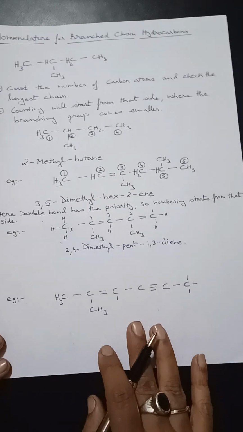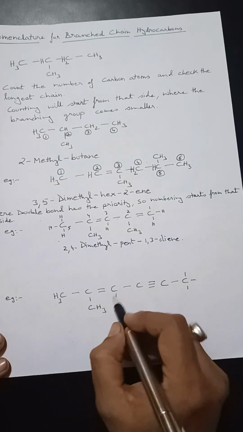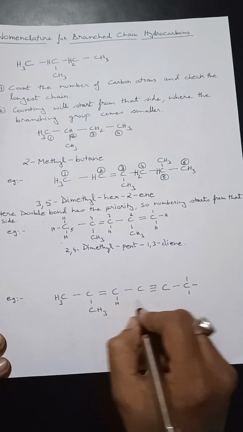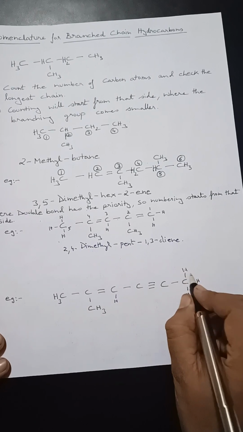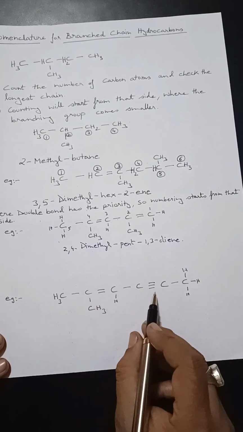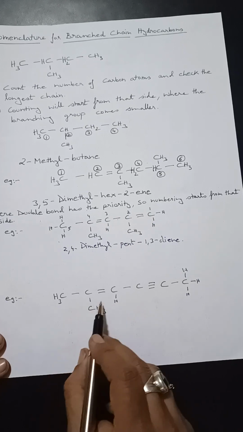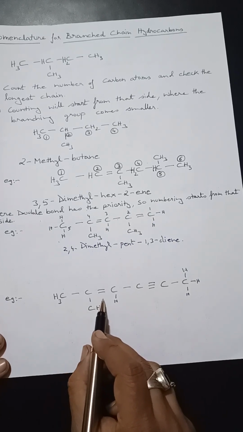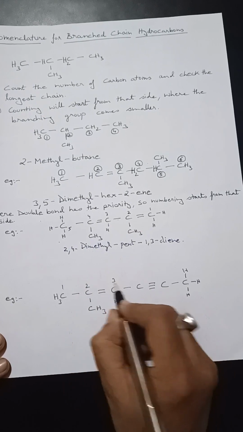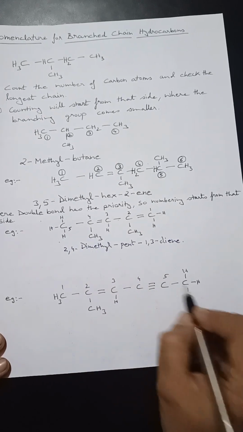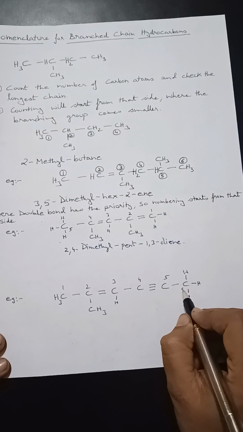Okay, one more example is here. Let's see this also. First we'll fill the hydrogen. Now here double bond and triple bond both are there, so priority will start with the double bond as it has more priority. 1 2 3 4 5 and this is 6.